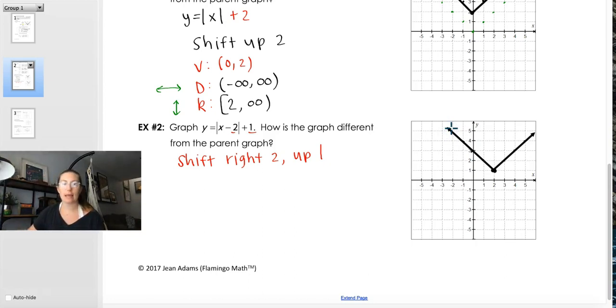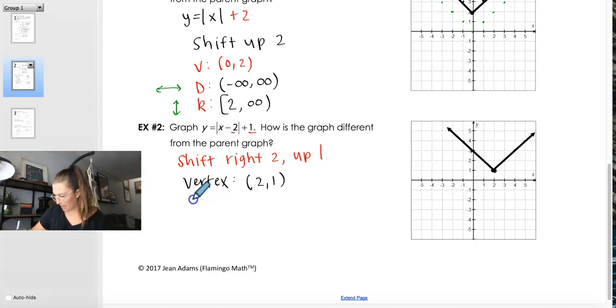Okay, and that's what my graph will look like. So my vertex is at (2, 1). Let's go ahead and state our domain and range.